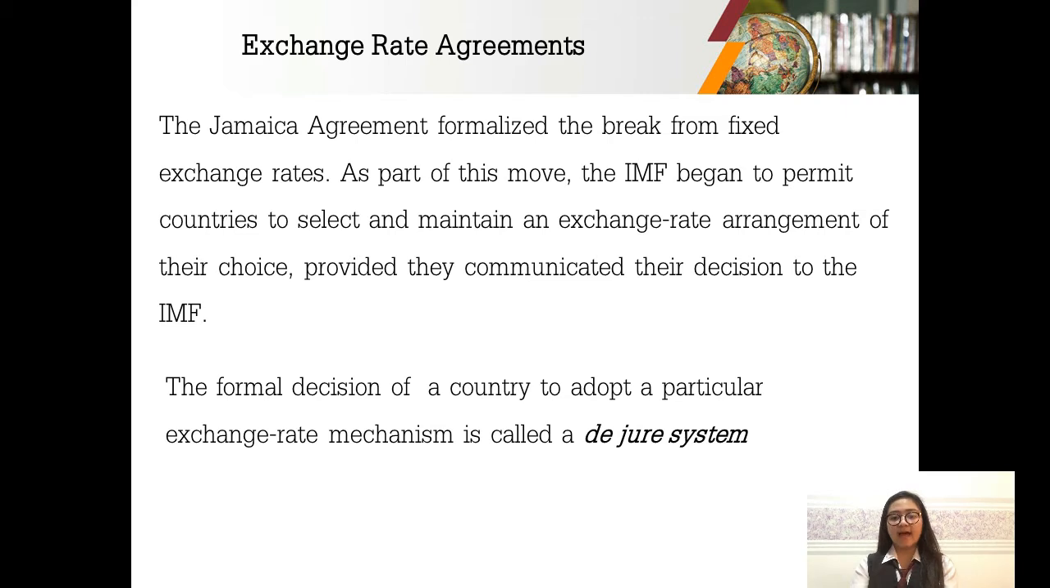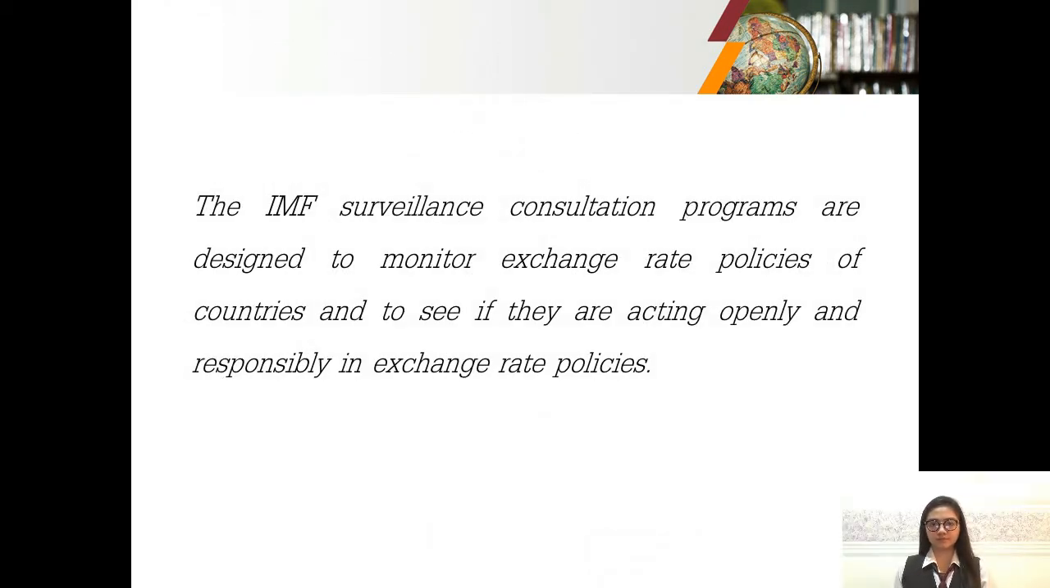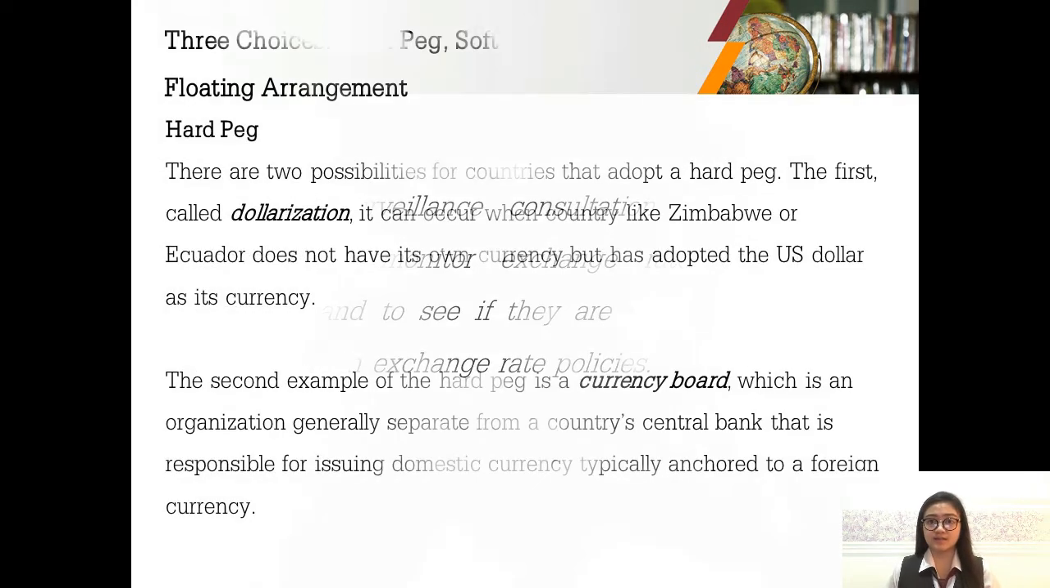In addition to that, the IMF surveillance program determines the de facto exchange rate system that the country uses. The IMF also consults annually with the countries to see if they are acting openly and responsibly in their exchange rate policies. Each year, each country notifies the IMF of the arrangement it will use, and the IMF uses information provided by the country and evidence of how the country acts in the market to place it in a specific category. The IMF surveillance consultation programs are designed to monitor exchange rate policies of countries and to see if they are acting openly and responsibly.